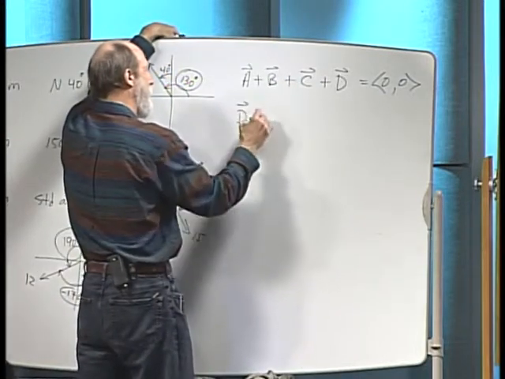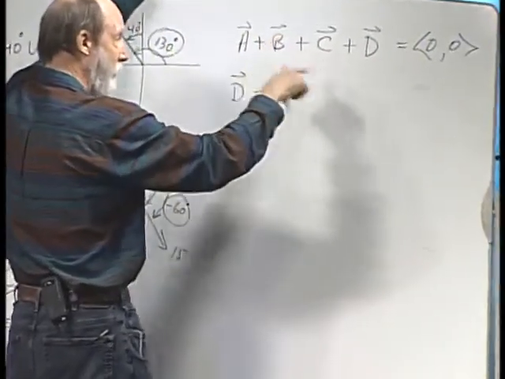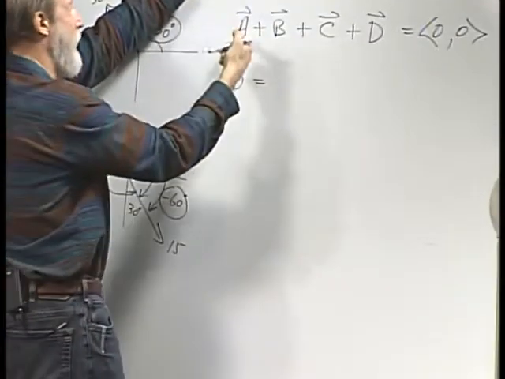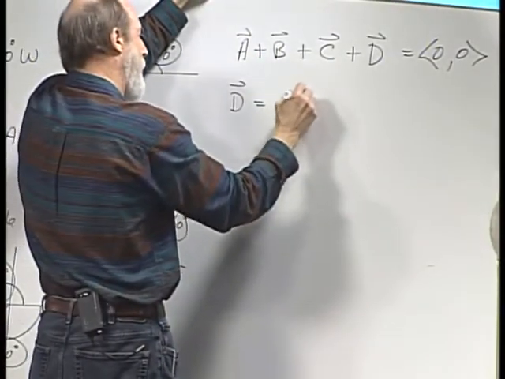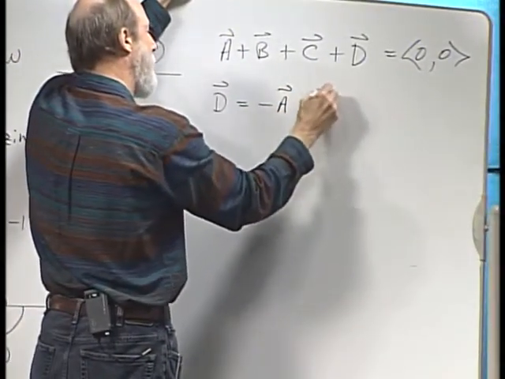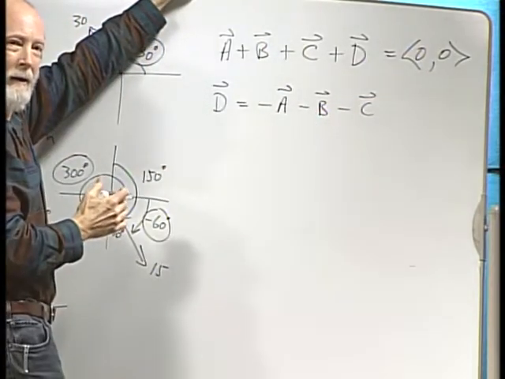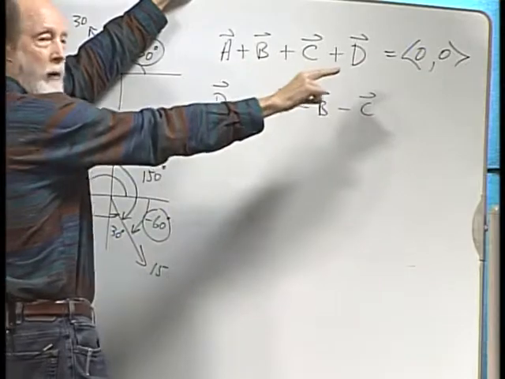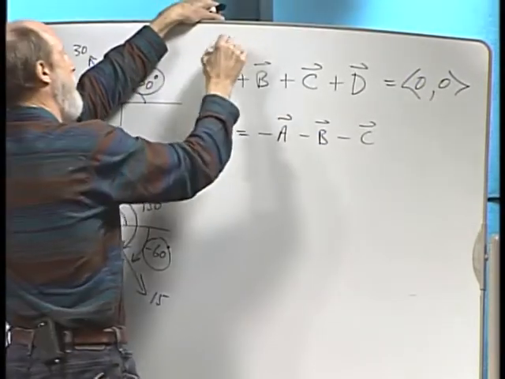Vector D then is going to be equal to, if you move these vectors A, B, and C to the other side of your equation, you're going to have the opposite of each of these, aren't you? Minus A, minus B, minus C. This is vector algebra.